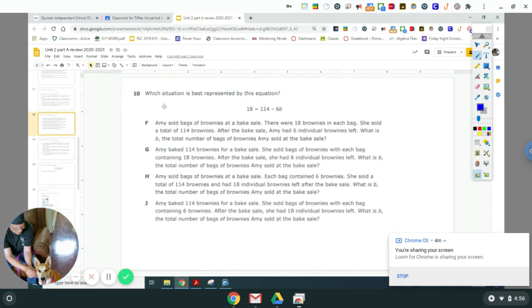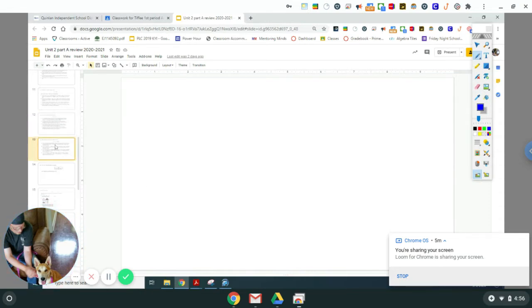Okay, number 10, you have to represent the equation as 18 is equal to 114 minus 6 times B. The answer to number 10 is J. Amy baked 114 brownies for a bake sale. She sold bags of brownies with each containing 6 brownies. After the sale, she had 18 individual brownies left. What is B, the total number of bags of brownies Amy sold?